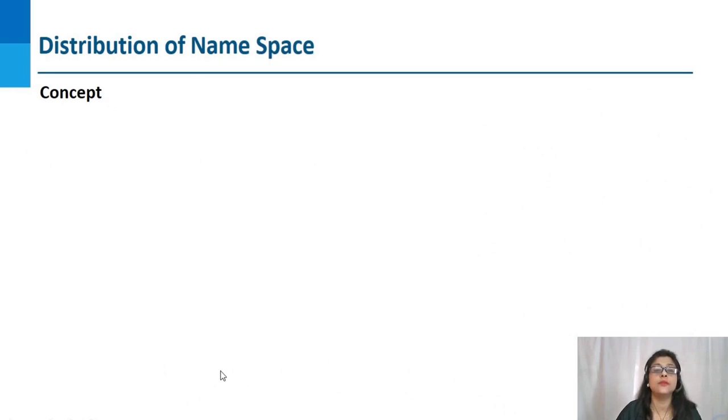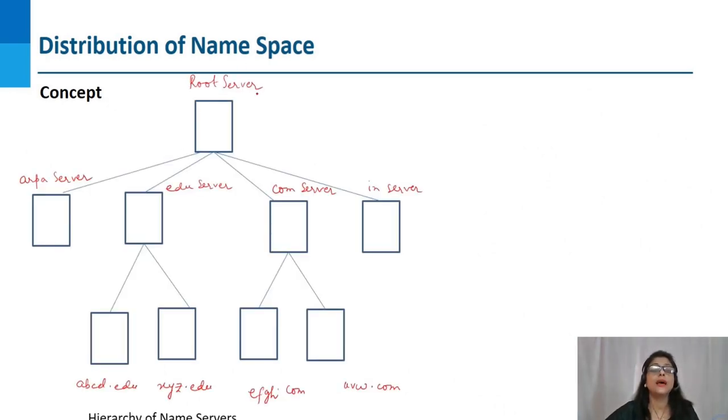How is the distribution of namespace done? We have the root server at the root. From the root server, we can have several servers at this level, like we can have ARPA server, edu server, com server, and the in server. Again, from this edu server, we can have two child nodes, named abcd.edu and xyz.edu. These two are under com server, so they will be named efgh.com and uvw.com. So this is the hierarchy of name servers.